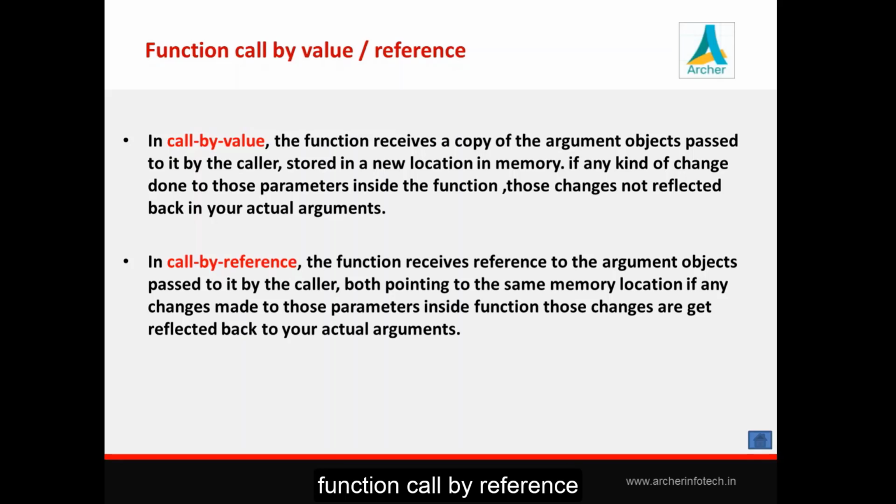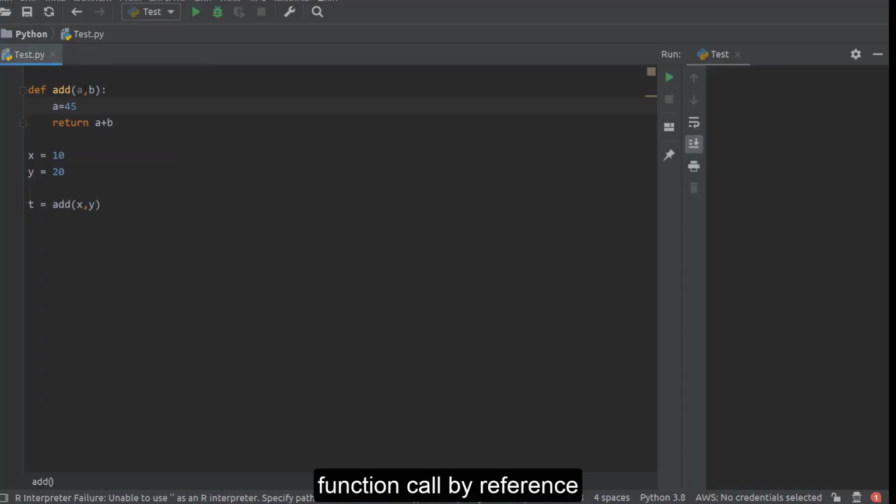So in case of call by value, what happens, see, the function receives a copy of the argument object passed to it by the caller. Means a and b, which are parameters, are nothing but copies of arguments x and y. So obviously if you make any changes in a and b, that will not be reflecting in x and y.